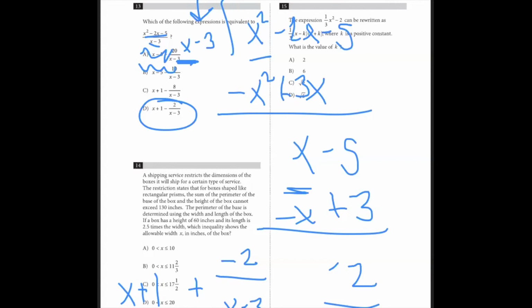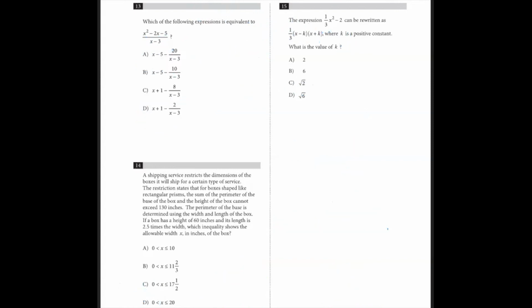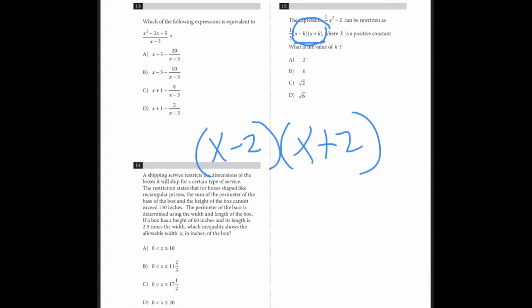So let's move on to number 15, because that was another one that someone asked to do. It says, in the expression, 1/3 times x squared minus 2 can be rewritten as that, where k is a positive constant. What is the value of k? When I looked at this problem, I noticed that these are in this format, ignoring the 1/3. This is the standard format for the difference of squares. When you have x minus 2 times x plus 2, it's important to know that that is the format for the difference of squares. So when you multiply those together, this should just be x squared minus 4.